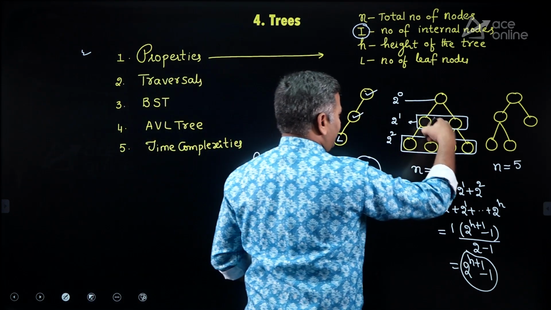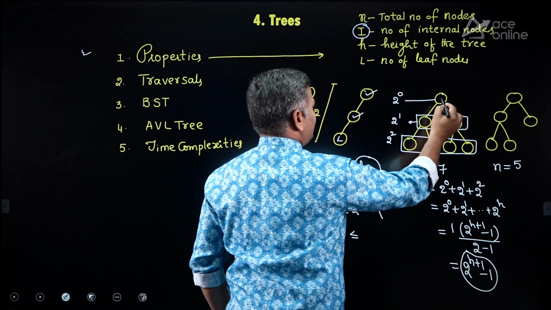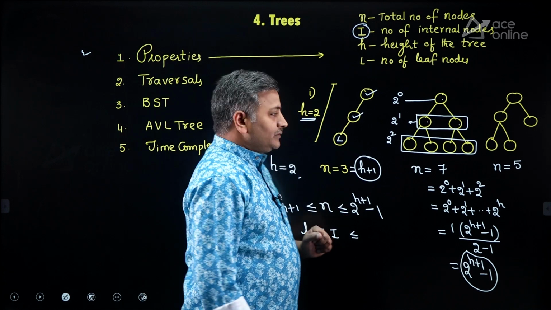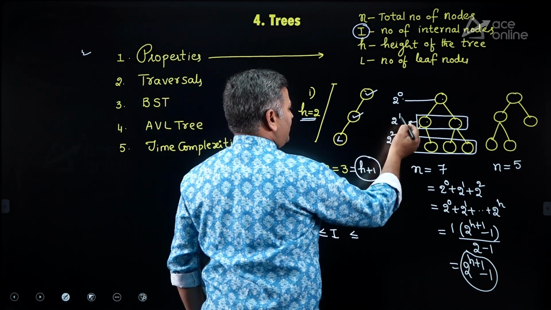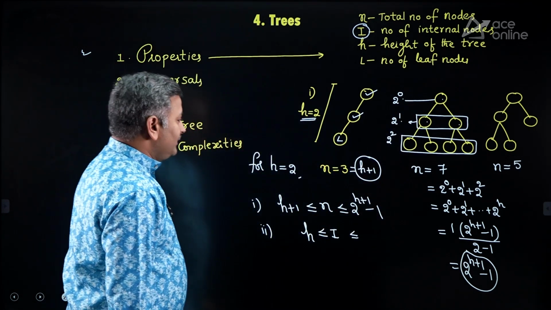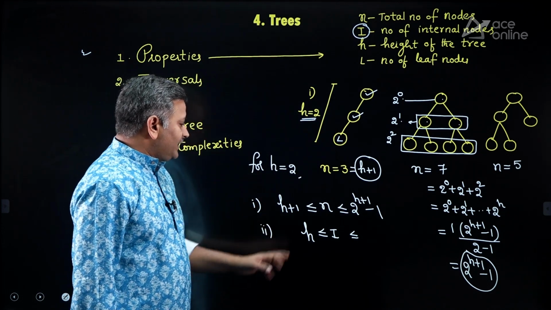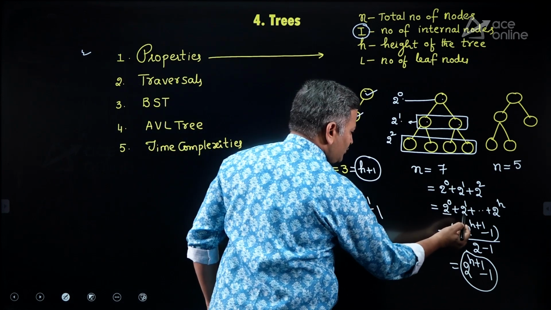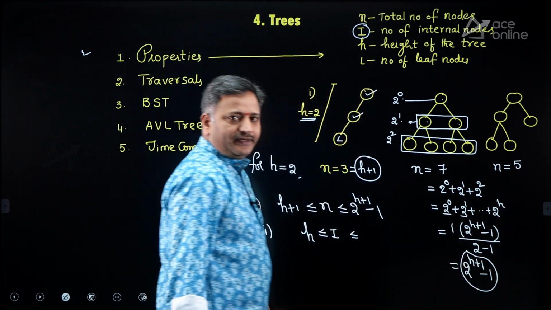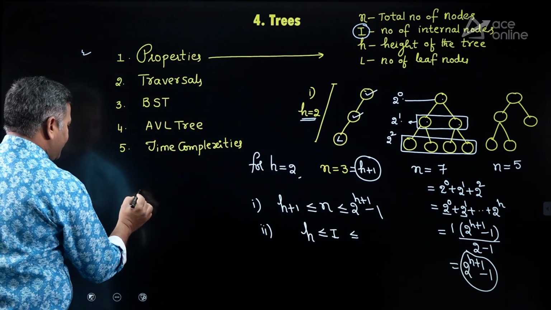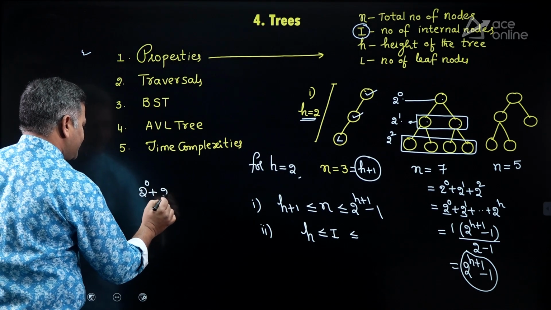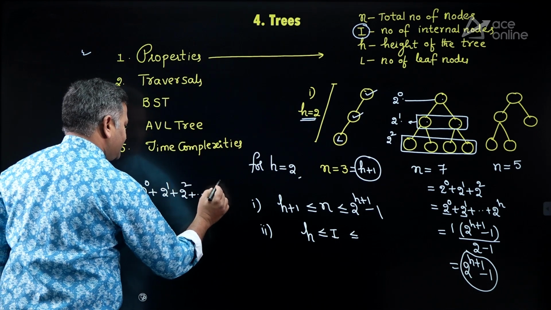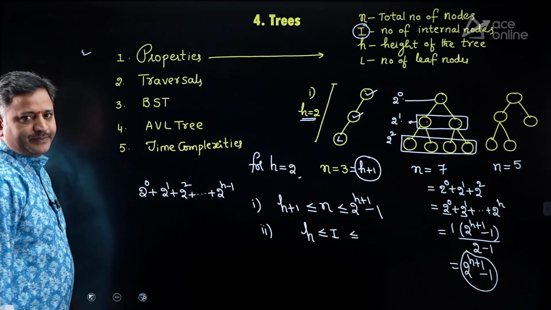And if you take a full binary tree in this format, then the number of internal nodes are 1, 2, 3. So, 3 internal nodes are possible. Instead of saying 3, we can say 2 power 0 plus 2 power 1. If I take h is equal to 2, we are taking 2 power 0 plus 2 power 1. If I take h is equal to h, we can take 2 power 0, 2 power 1 and so on up to 2 power h minus 1. It means that if you take h is equal to h, we can say 2 power 0 plus 2 power 1 plus 2 power 2 and so on, up to just before the last level, that is 2 power h minus 1.